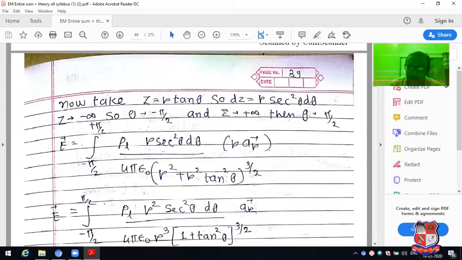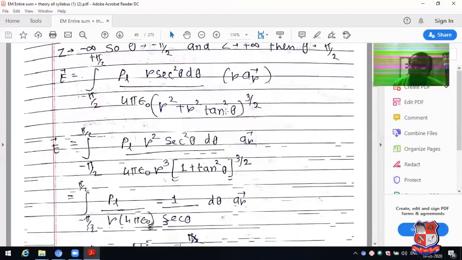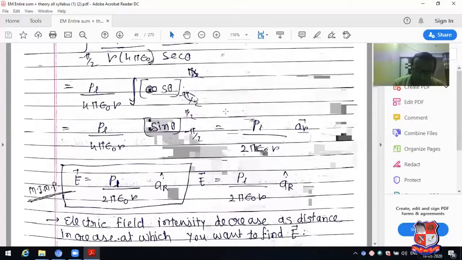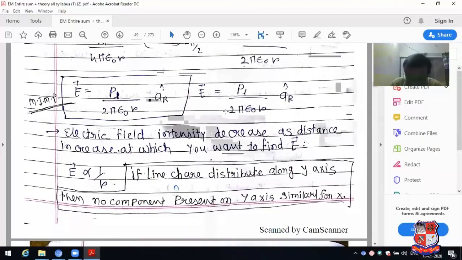Rho L R sec square theta d theta into R aR divided by 4 pi epsilon 0 (R square plus R square tan square theta) raised to 3 by 2, which is 4 pi epsilon 0 R cube (1 plus tan square theta) raised to 3 by 2. So 1 upon sec theta equals cos theta, and the integration of cos theta is sin theta. So here we can say rho L divided by 2 pi epsilon 0 R in the direction of aR. This is the final equation which indicates the electric field intensity generated due to the line charge.